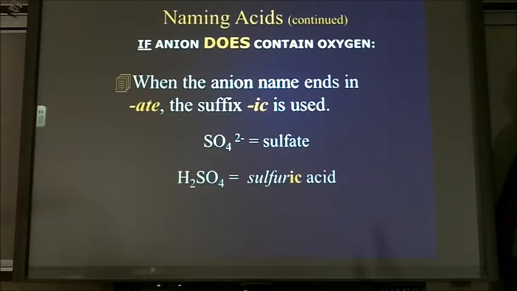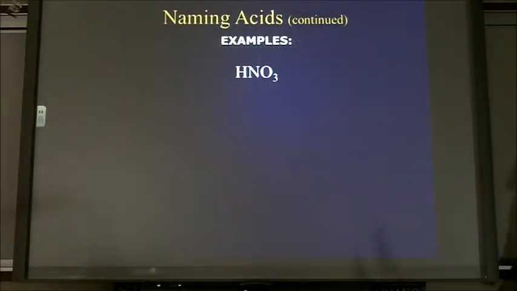If you have a poly, and that's the only time that you'll have an ate ending, drop the ate ending and put ic. So here's an example. What's that called? Well, what's the poly? Nitrate. So drop the ate and put ic: nitric acid. Good.